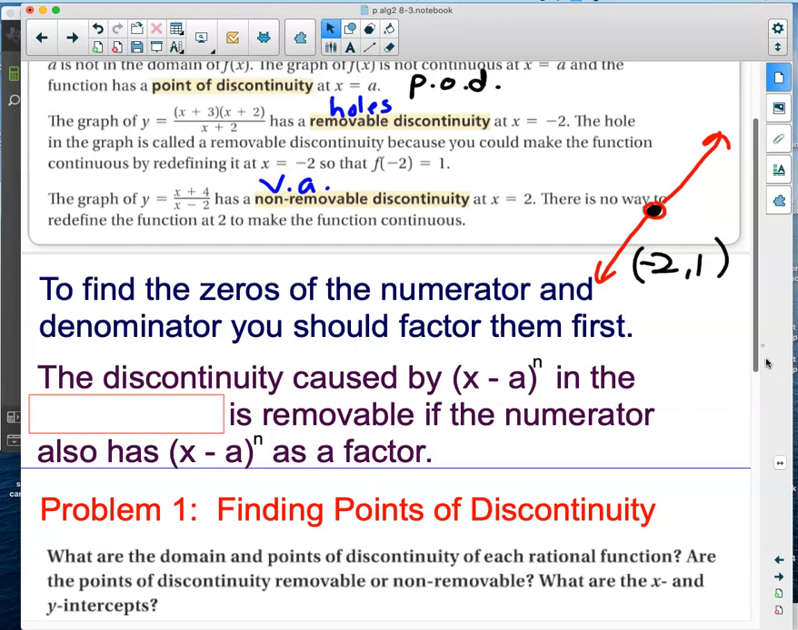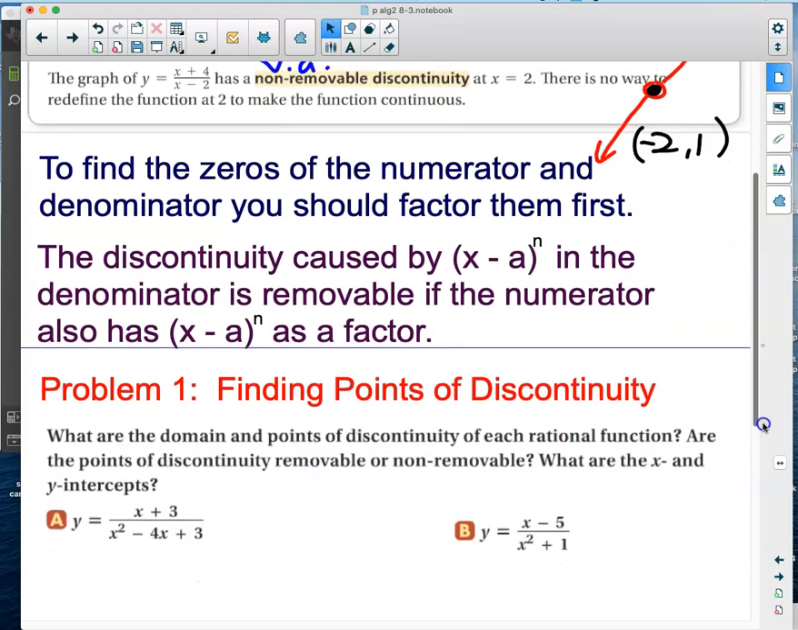To find the zeros of the numerator and denominator, definitely, if you can factor, factor first. Get that done. The discontinuity caused by whatever factor it is to the nth power in that denominator is removable, which makes it a hole, if we can cancel it. Now, this is how that's said in fancy math speak. You see an x minus a to the n on the top and an x minus a to the n on the bottom, and you go cancel, cancel. Then it's a hole. So problem 1, we're just going to find the points of discontinuity.